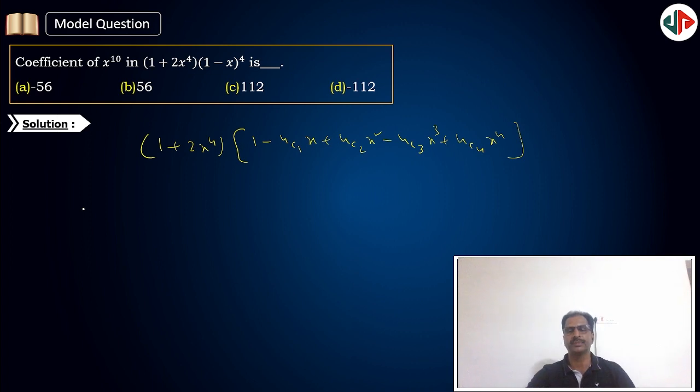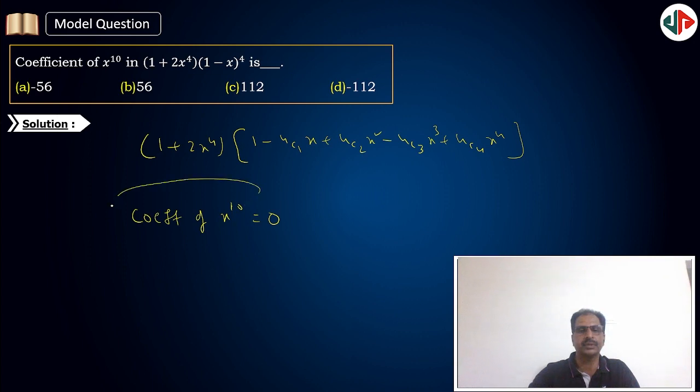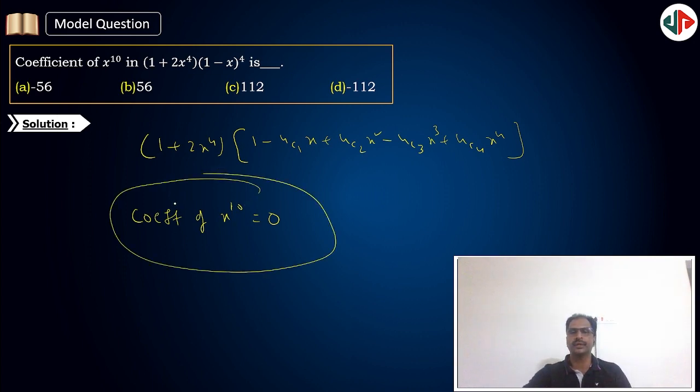In this, we require x power 10. Where do you get x power 10 here? You don't get x power 10 anywhere in this product. So, the coefficient of x power 10 is 0. There is no correct option, but the answer is 0. Because in this product, you don't get any coefficient of x power 10. Maximum you have x power 8 only, so the x power 10 term will not be there. So the answer is 0. So there is no correct option.